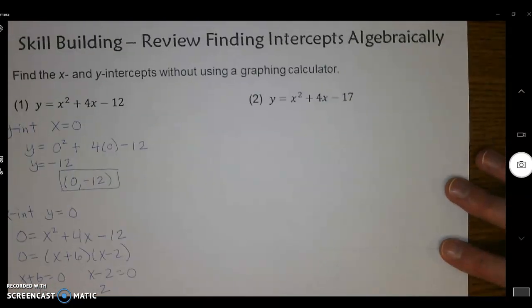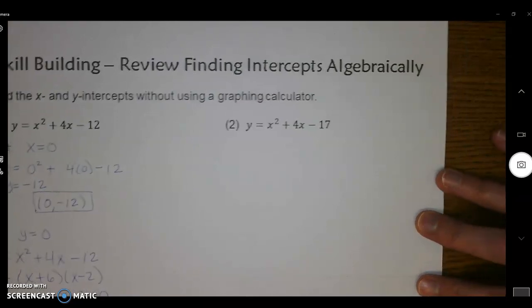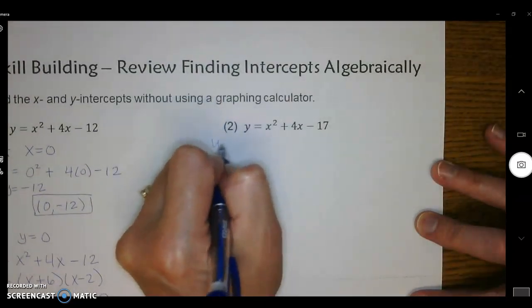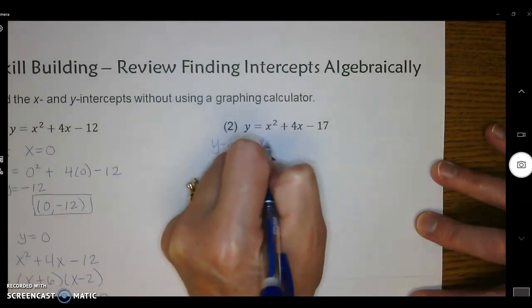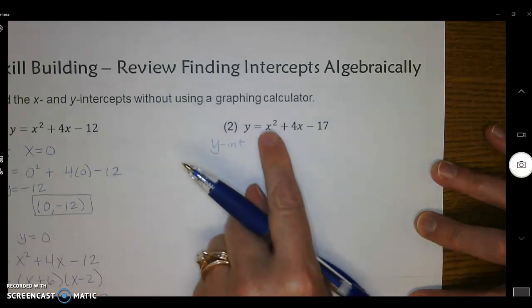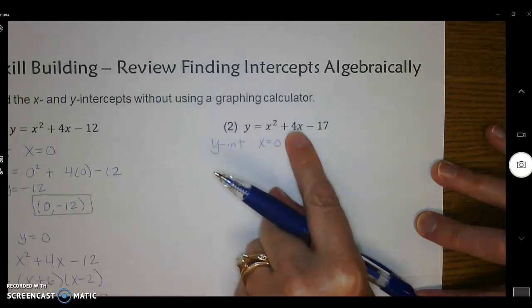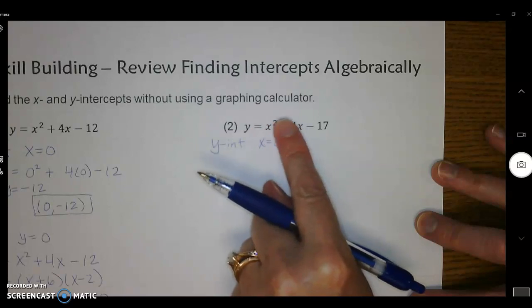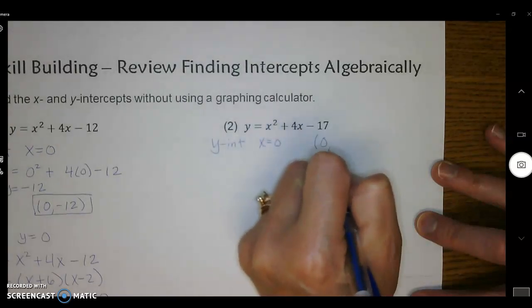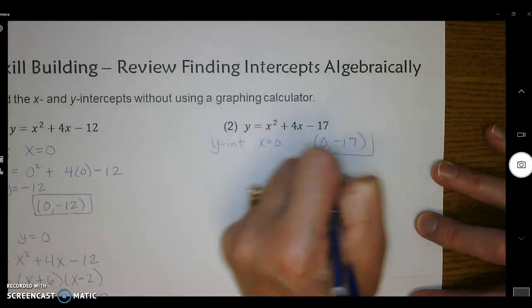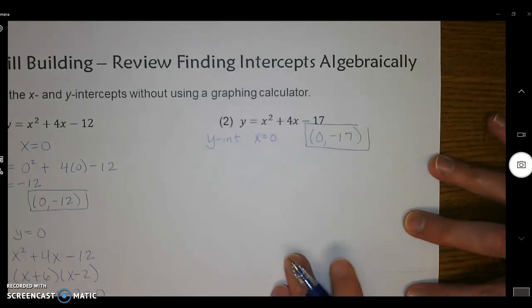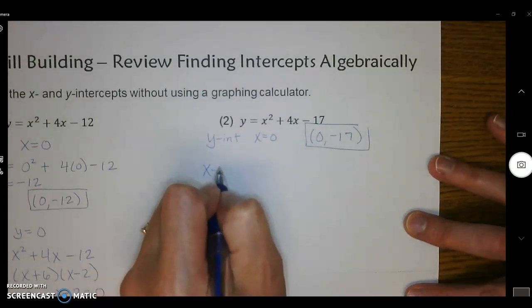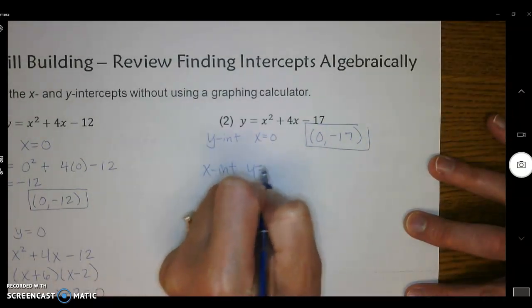All right, number 2. Again, we want to find the x and y intercepts. I will do the y-intercept first. X is 0. We're going to speed this one up, so I'm putting 0 here and putting 0 there. All of that will 0 out, so I end up with 0, negative 17. X-intercept, y is 0.